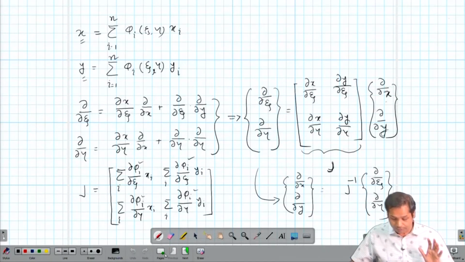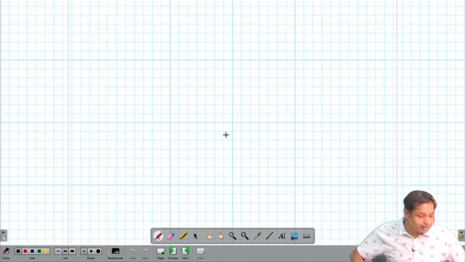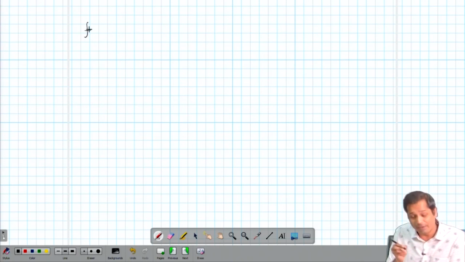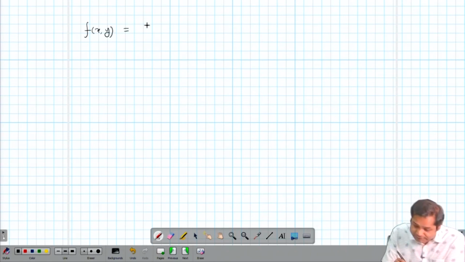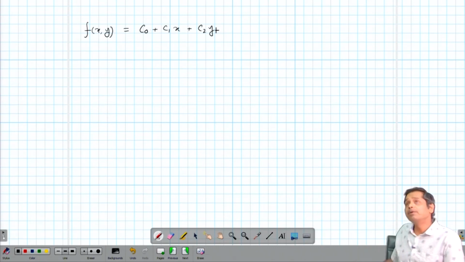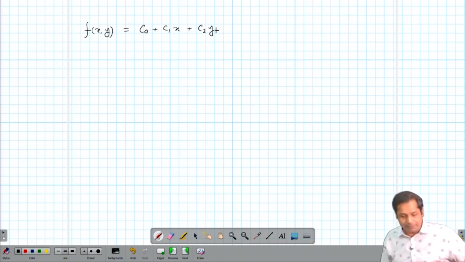Now, linear field violated means, linear field means what? If we have a function f, a function of x and y, this can be represented, say, with alpha 1, or we have used probably C1, C2, C3. So, let us use that. We have used C0 plus C1x plus C2y. This is the linear field, and if you recall, in the triangular element we started with this approximation only. So, this is the linear field.